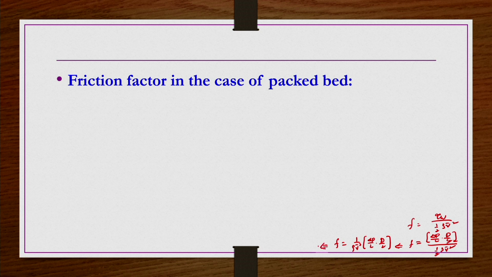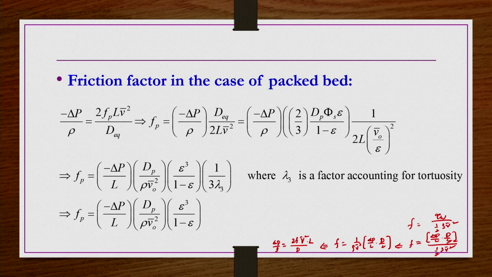Further, if you keep delta p by rho on one side, then you get 2 f v bar square divided by d, and then multiplied by L. So, that is what you get: delta p by rho is equal to 2 f L v bar square by d.